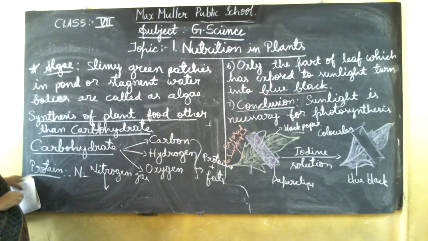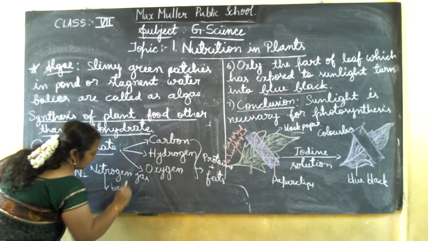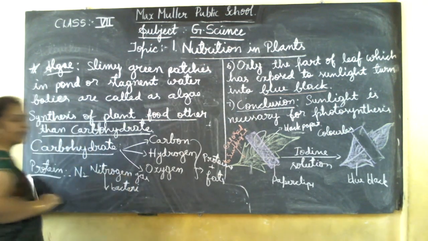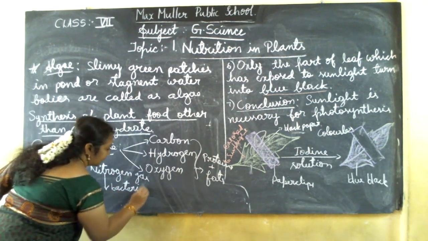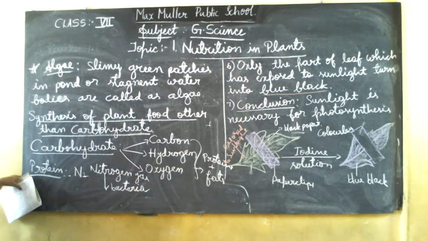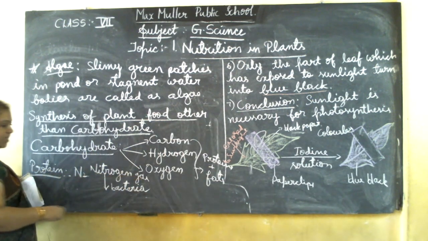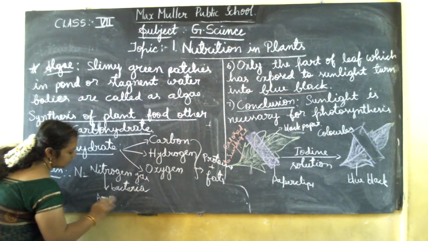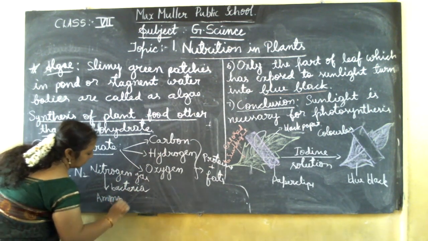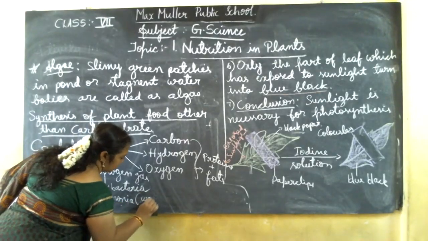Okay, this is done automatically by some bacteria. Some of the bacteria present in the environment convert this atmospheric nitrogen gas into the ammonia form. Ammonia is a usable form.